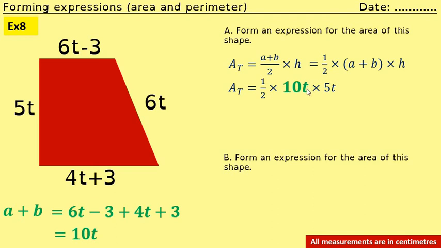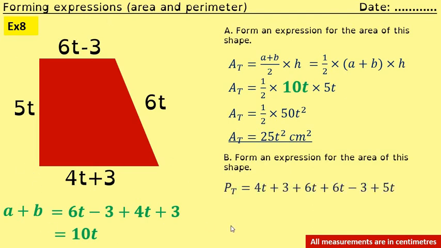So I'm going to put that back into my equation over here. So a half times 10t times 5t. I'm going to leave the half to the end, and 10t multiplied by 5t is 50t squared, and then multiplying that by a half is 25t squared centimetres squared. And that is my expression for the area of this shape. For the perimeter, we just add up the outside side lengths. So adding all of these up, it's quite a long expression, but luckily we have lots of like terms that we can collect together, and we end up with 21t centimetres for the perimeter.